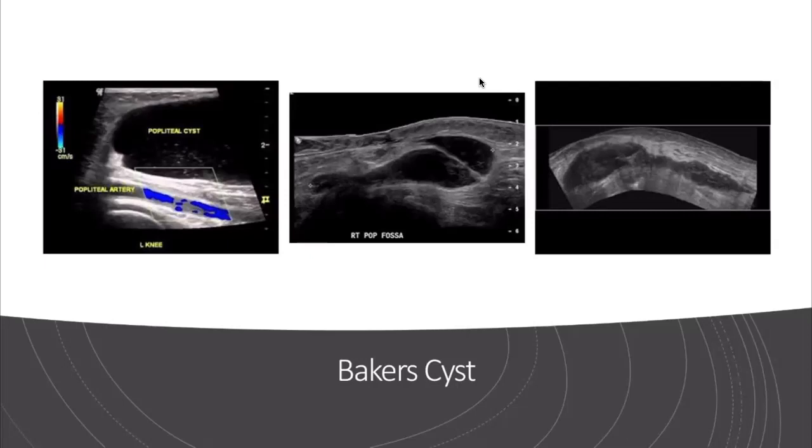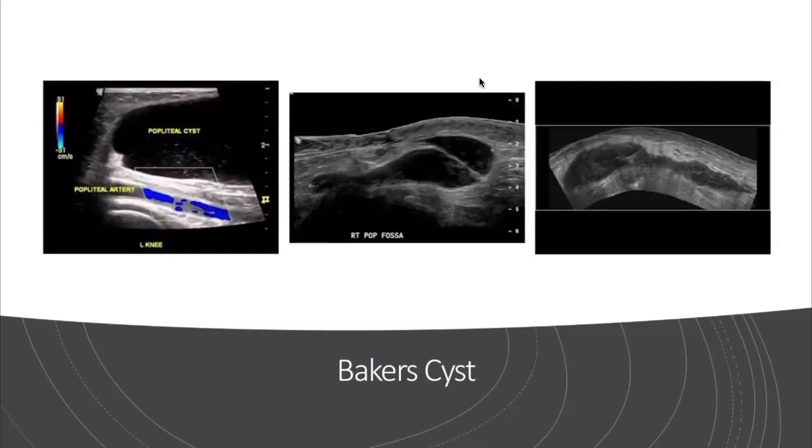And so the reason we find them incidentally is because we tend to be looking for a DVT in the pop, and then we stumble upon this popliteal cyst. But there are techs that miss Baker cysts because you're not scanning the full cavity of the pop area.